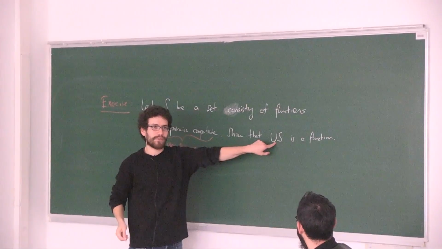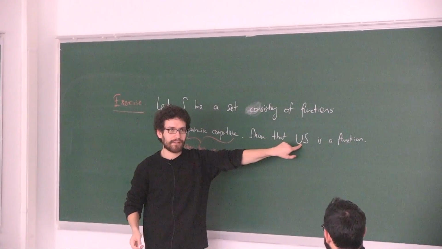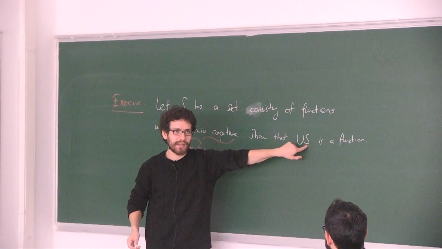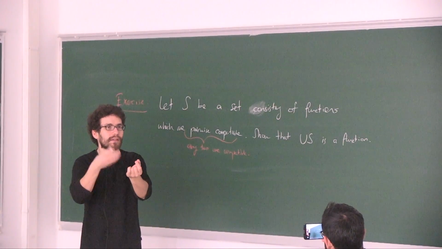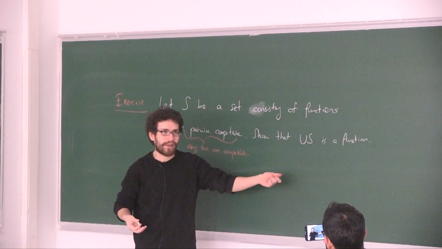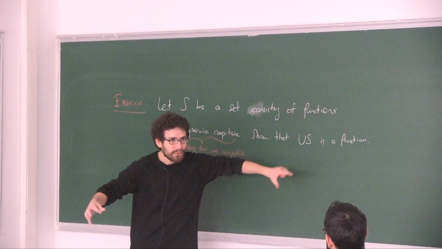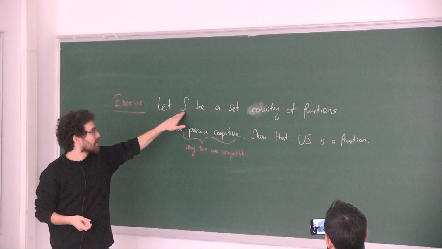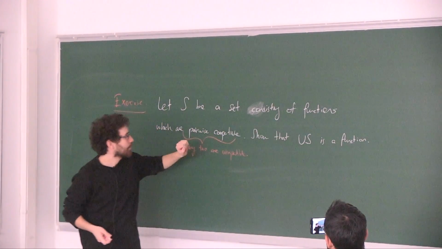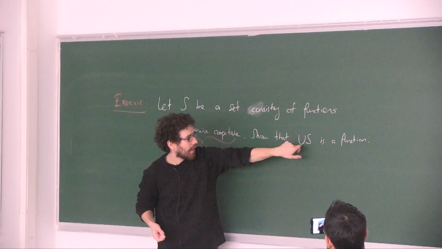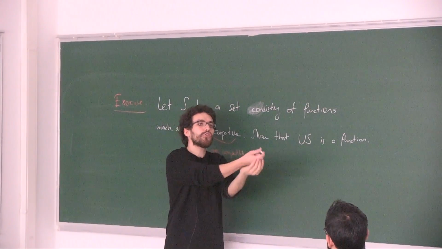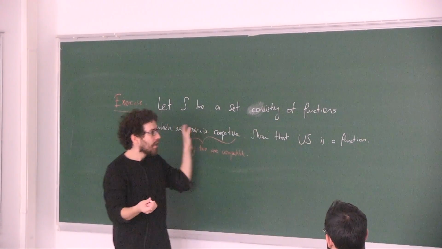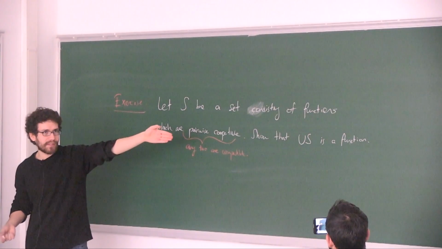Everyone remembers the definition of this. Union of a single set. The union of a set S is the set of elements of the elements of S, meaning that you take the elements of S and take their union. So if you have a set of functions, then the union of S is simply the union of all these functions. What I claim is, if all these functions are compatible, then the union is a function.